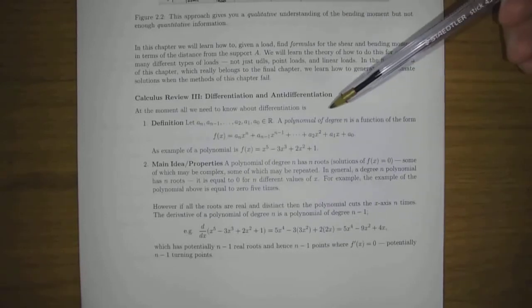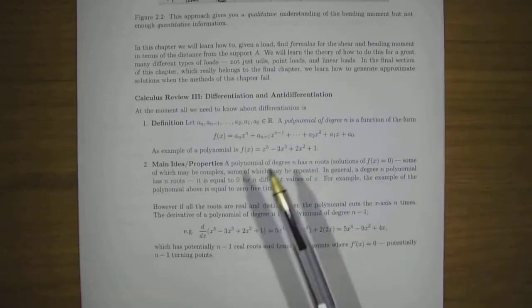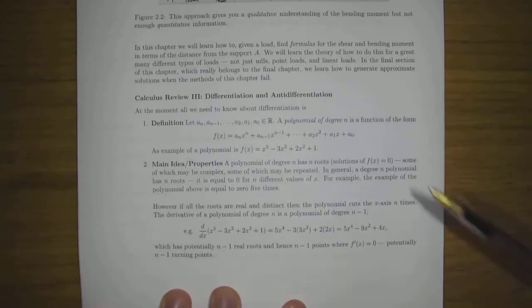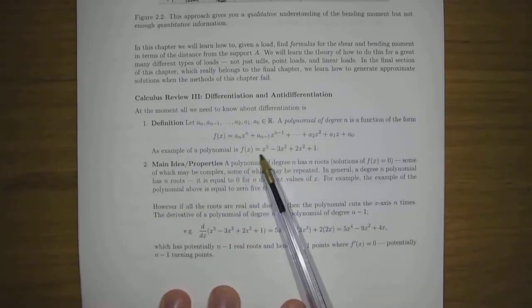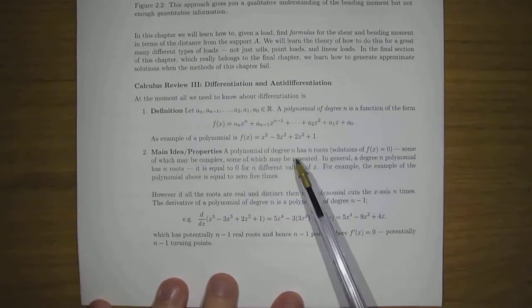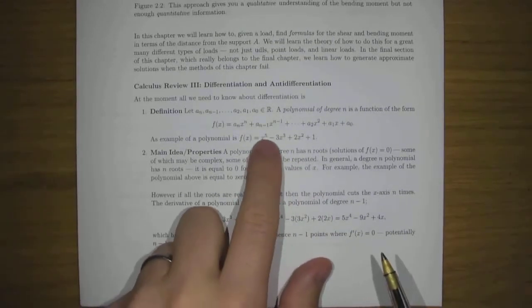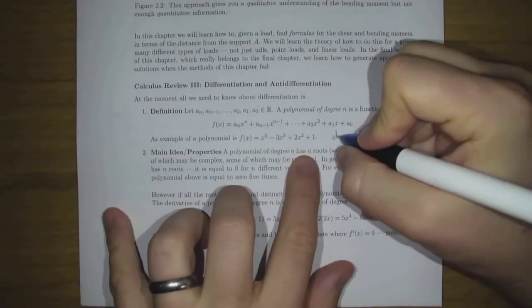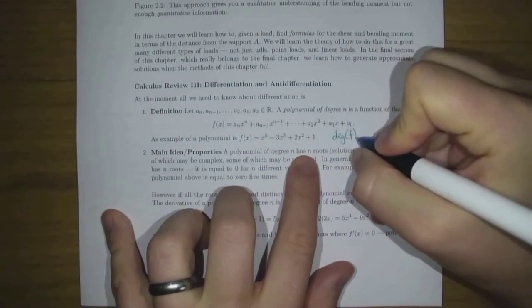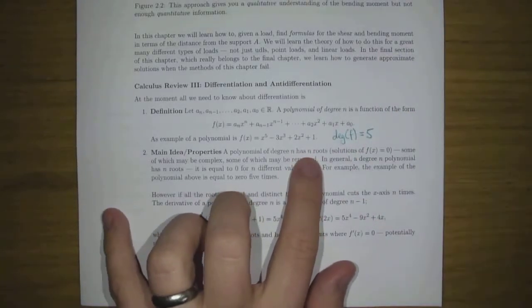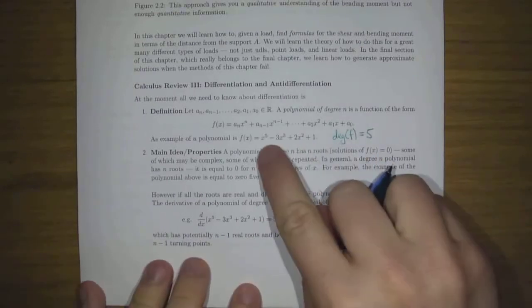So a polynomial is a function of this form that's sums of powers of x. For example, a parabola is a polynomial. An example of a polynomial is this thing, sums of powers of x. The degree of the polynomial is the highest power. So here the degree of f is 5.